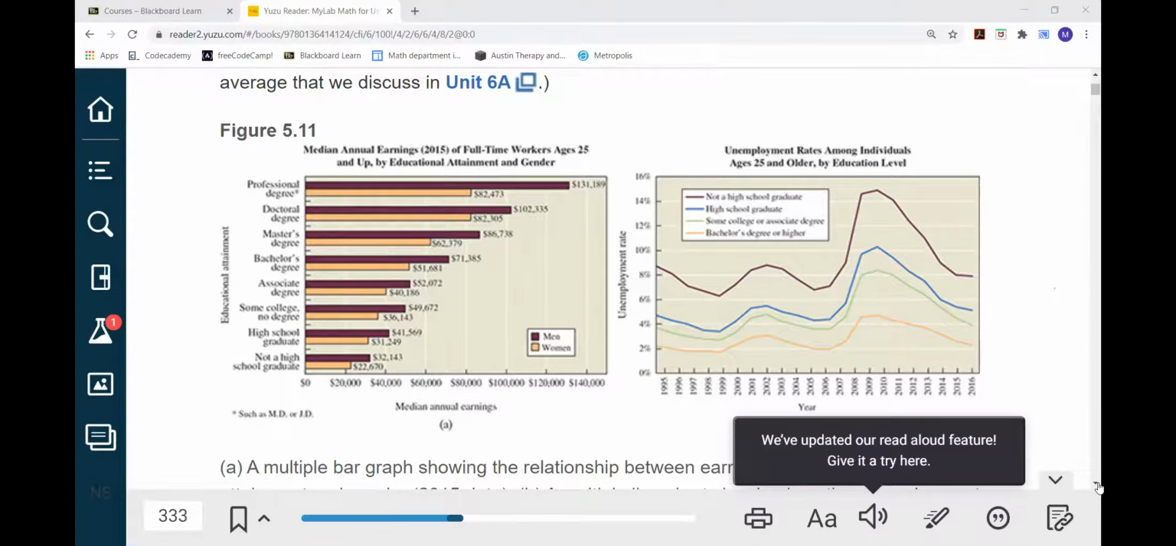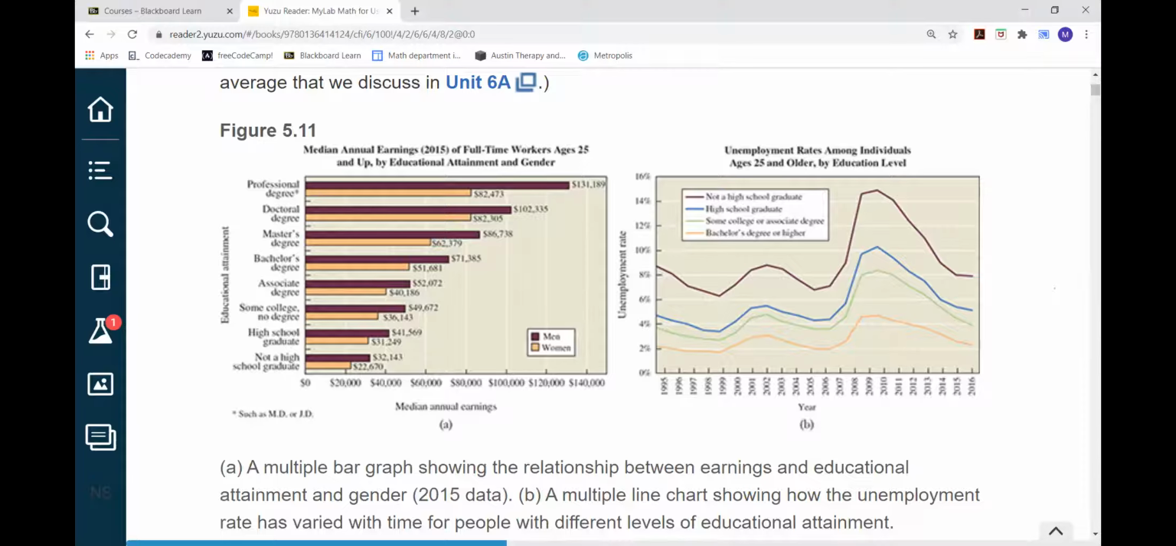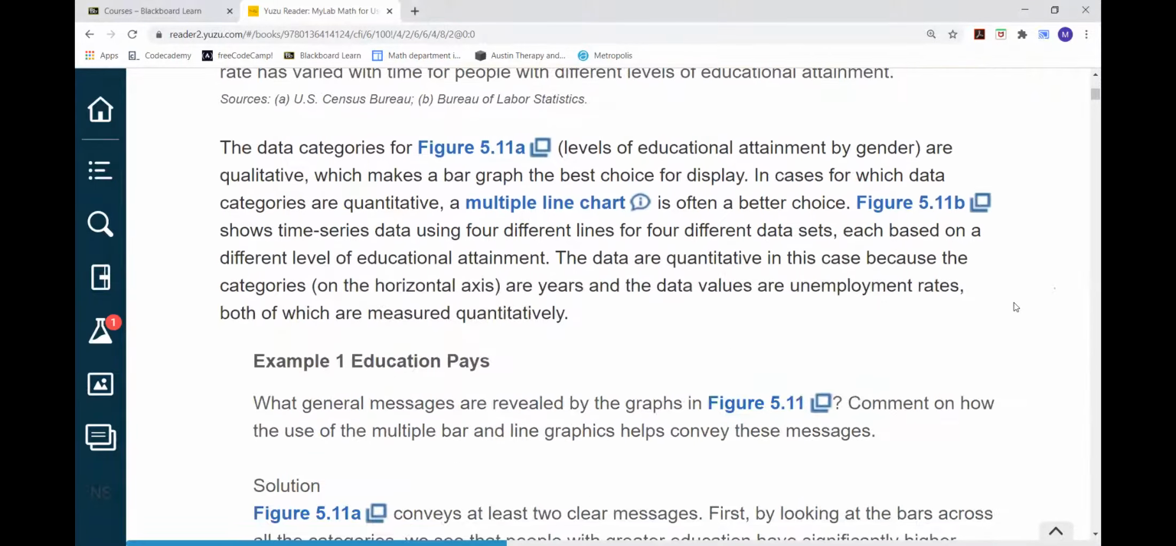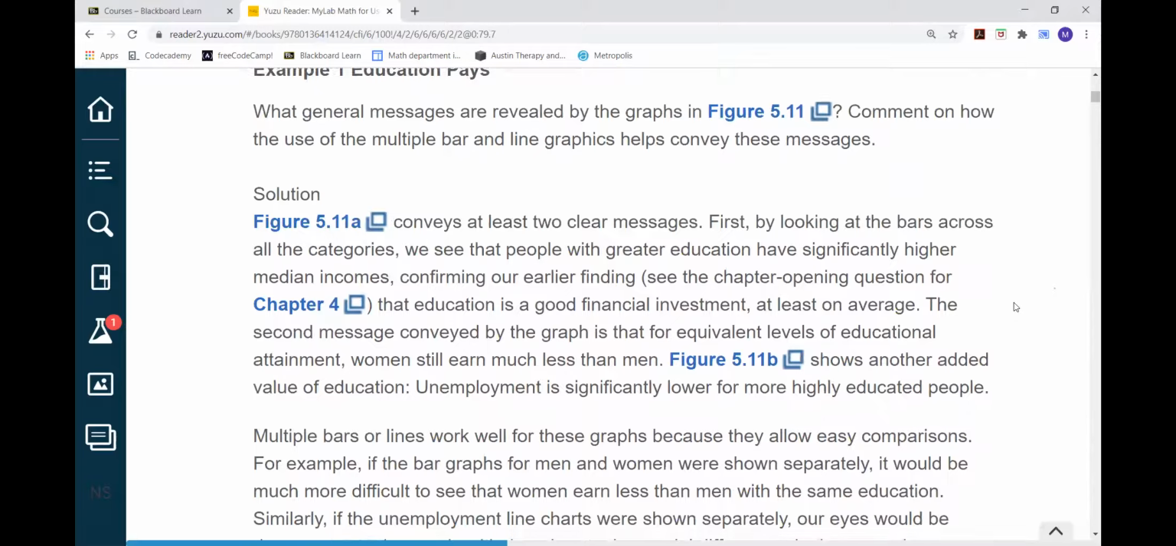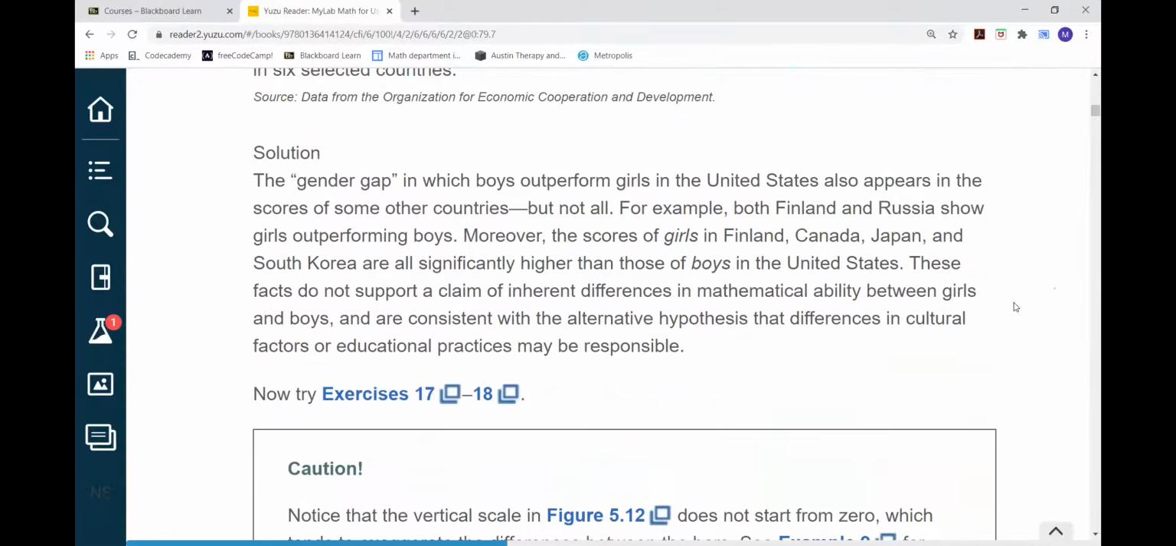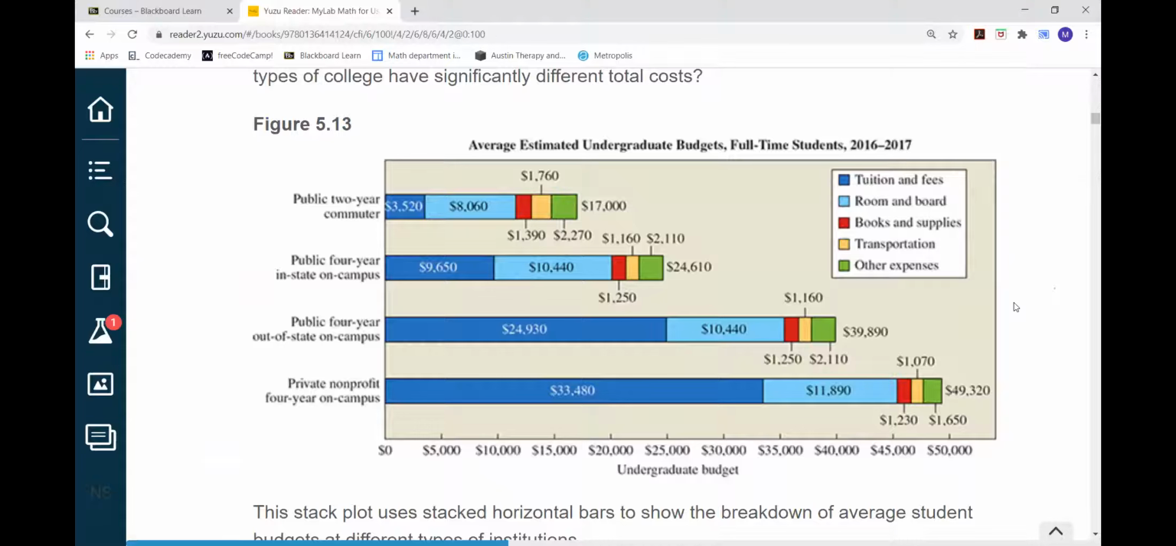Now I want my mouse back, and I want to go to 5.13, and answer number 19, which is the next one. I want figure 5.13. It's 5.12. 5.13. So this is number 19. We want to look at this one. Number 19 asks, which cost category varies the least among the different types of colleges? Can you explain why this category varies so little?